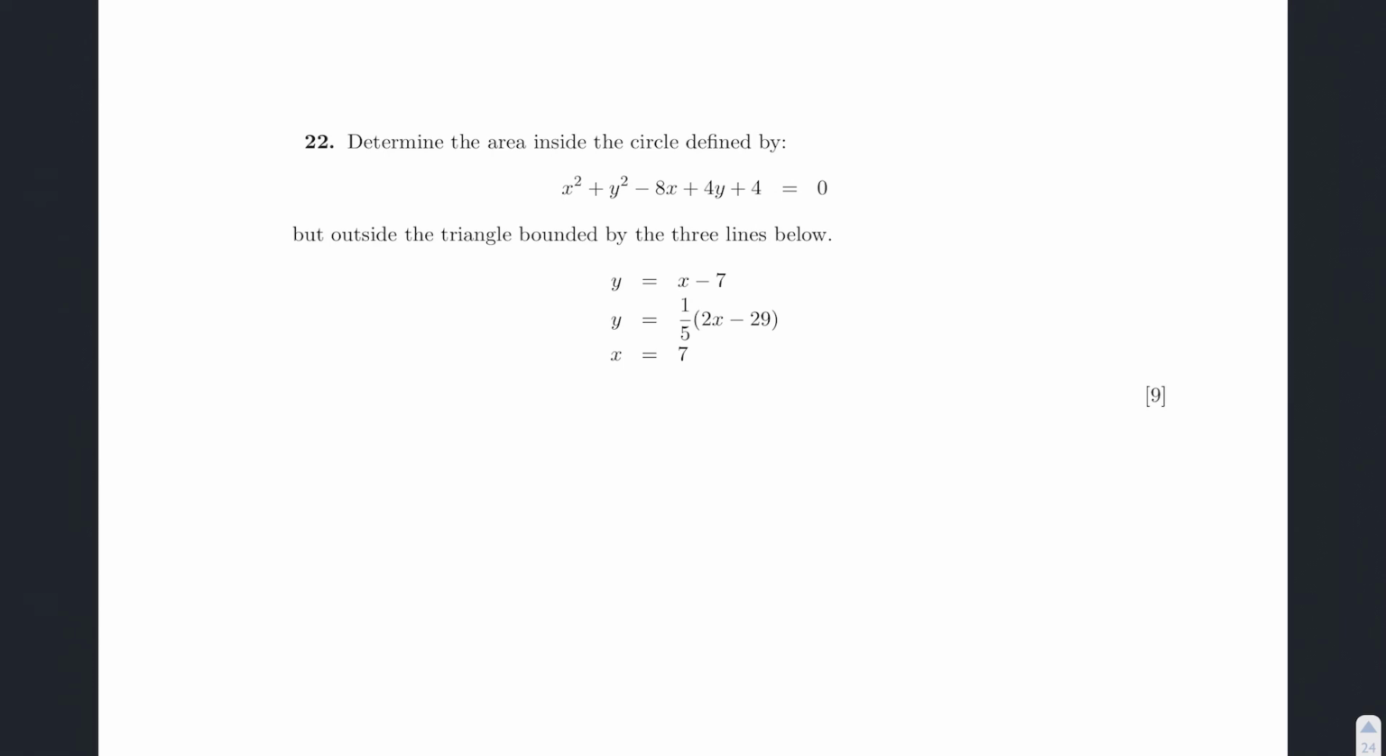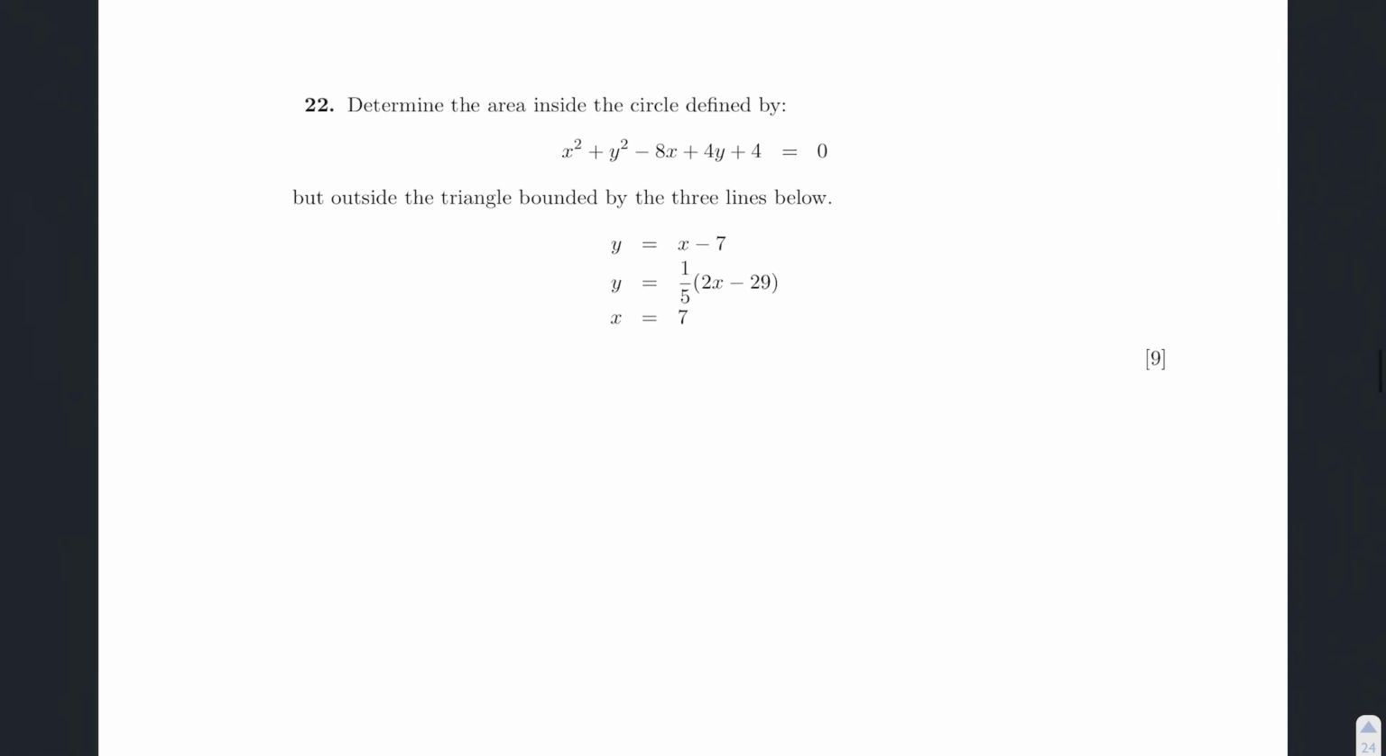So part 22. Determine the area inside a circle defined by this equation, but outside the triangle bounded by the three lines below. The area inside the circle, but outside the triangle. So we need to work out the area of the triangle defined by these lines, then work out the area of the circle, and just take the area of the circle minus the area of the triangle.